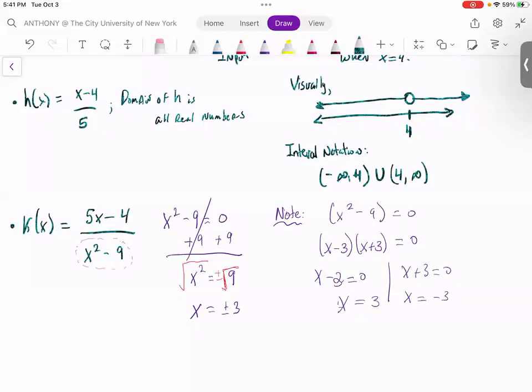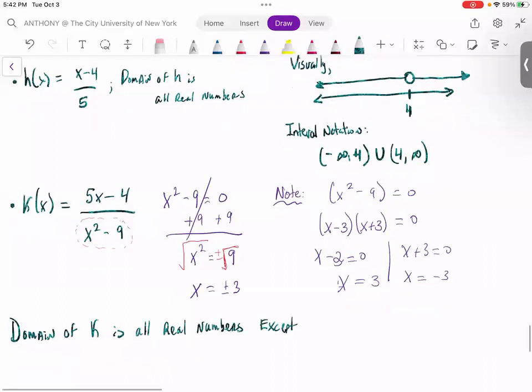So for this function, we can say that the domain of K is all real numbers such that, or except that, there you go. So that's our domain in plain English. The domain of K is all real numbers except when x is equal to plus or minus 3.